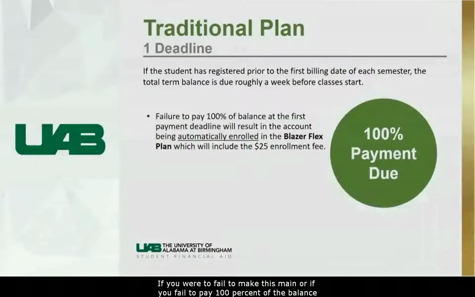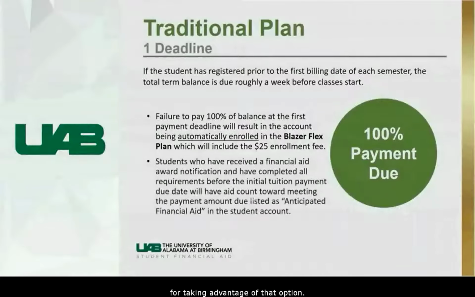If you were to fail to make this payment, or if you failed to pay 100% of the balance at the first payment deadline, then you actually would be automatically enrolled in the other payment plan, which divides it into three separate payments over the course of a semester. And when that happens, a $25 enrollment fee is charged to the student account for taking advantage of that option.